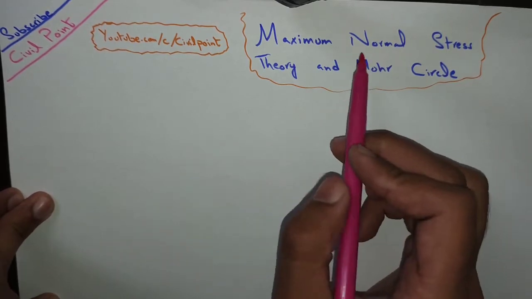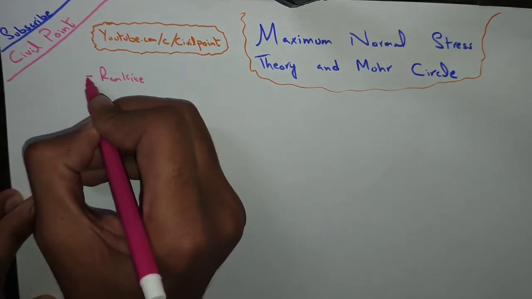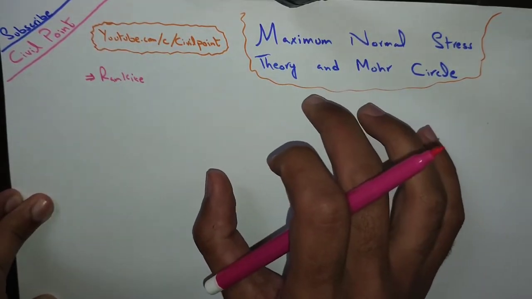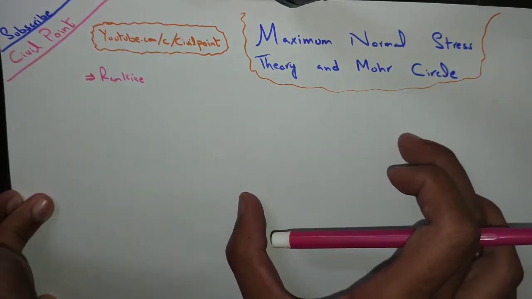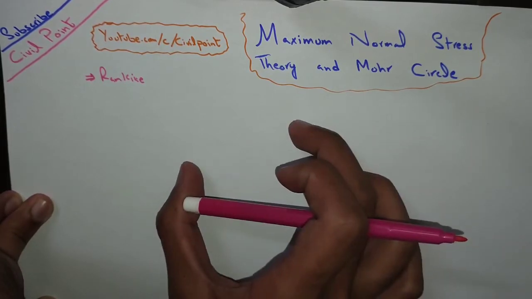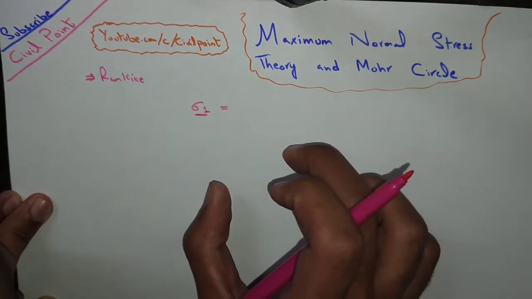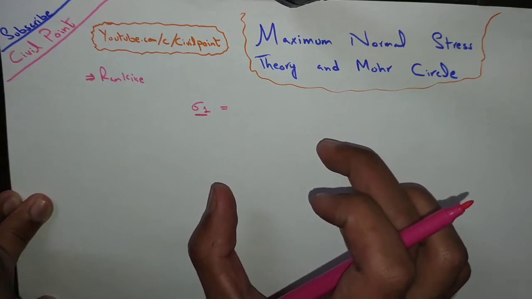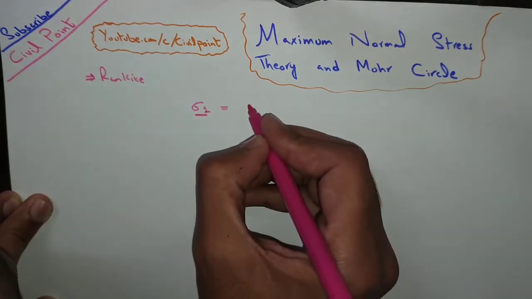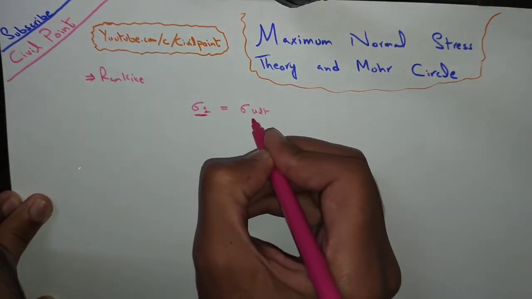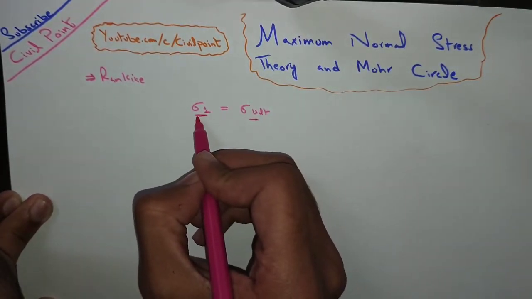So, maximum normal stress theory is also known as Rankine theory. These are two names of the same theory, and simply it states that it is assumed that when a member is subjected to any state of stress, it fails when the principal stress becomes equal to the limiting value of maximum ultimate normal stress in a simple tension or compression test. I mean, if this value becomes equal to this, the member will fail. This is the maximum value of the principal stress.